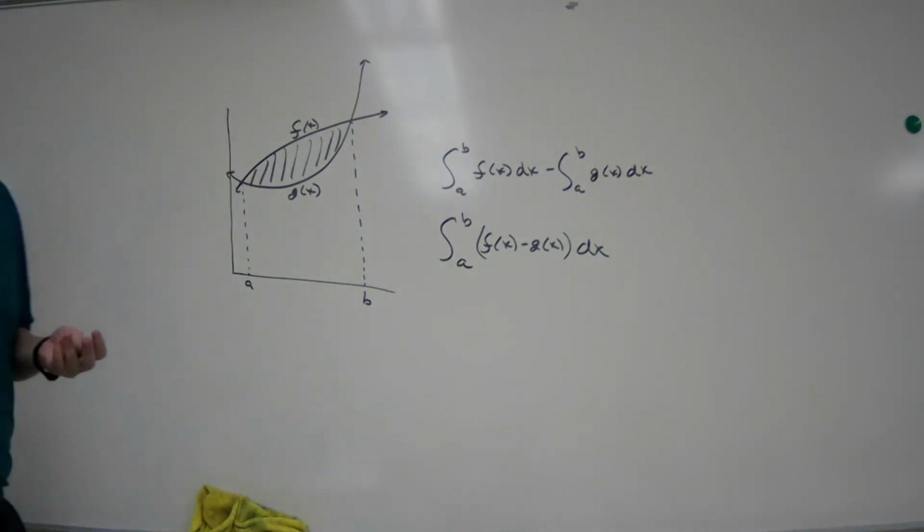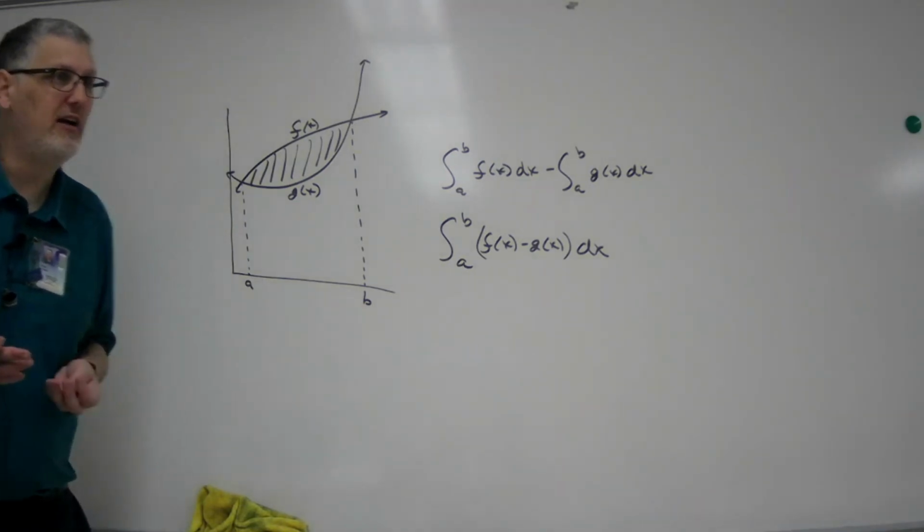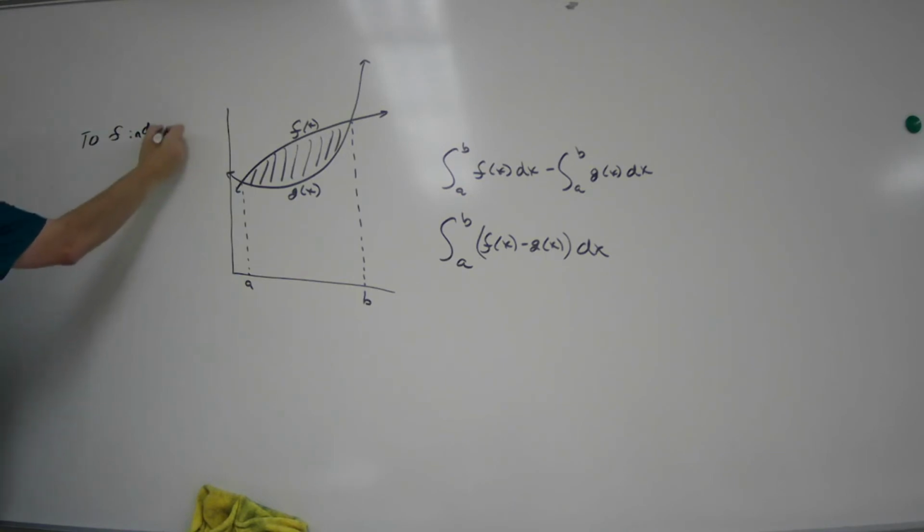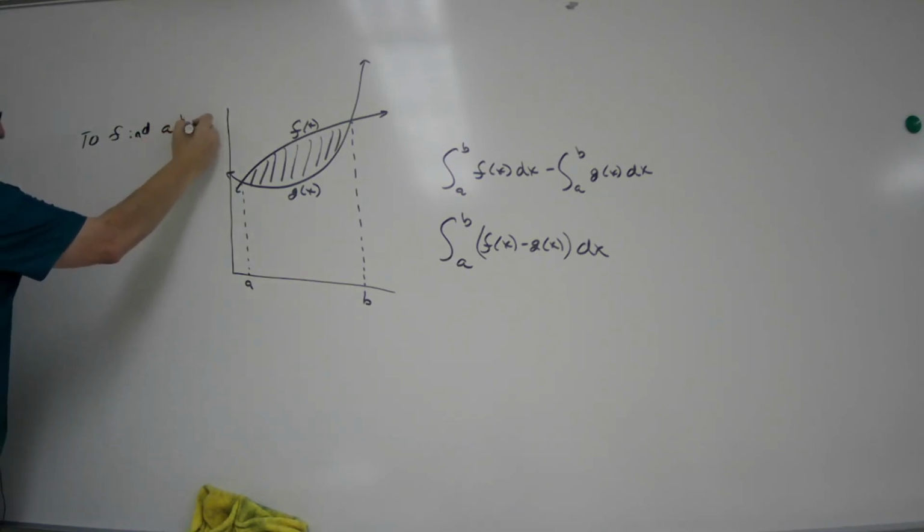But sometimes you have to find A and B. How would you find A and B? You have to find where they intersect. How do you find where they intersect? Set them equal to each other. You find A and B.